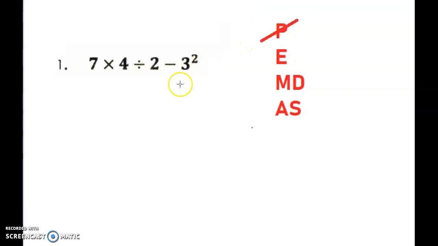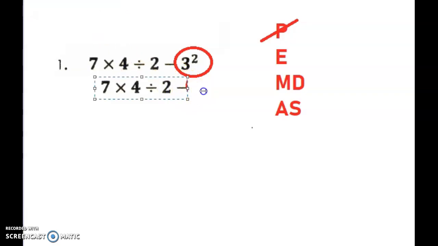Next is exponents. Do I have exponents? I do, which are right here, right? So let me work that out. Or actually, what I can do is bring everything else down. So I'm just going to bring it all down, right? Basically copying it. And instead of putting 3 squared, I'm going to answer that.